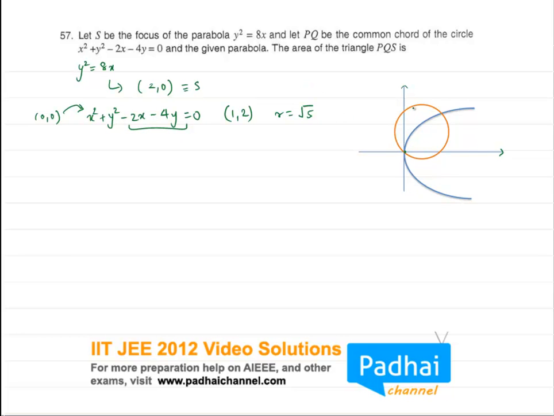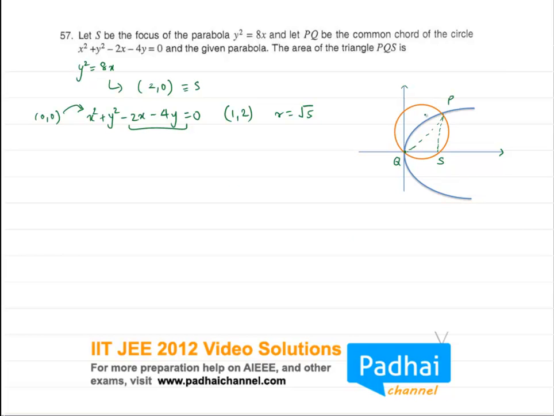Okay, now let's suppose these two are the intersection points, and this is S. This is S, this is P, this is Q over here. So we need to find the area of the triangle PQS.